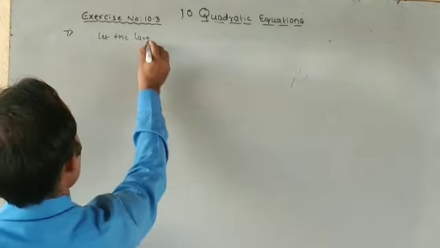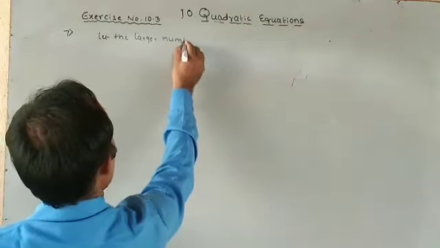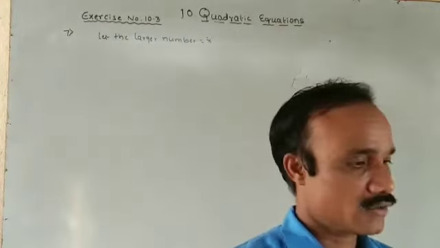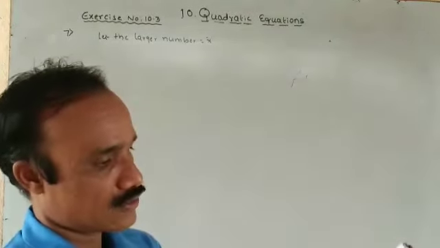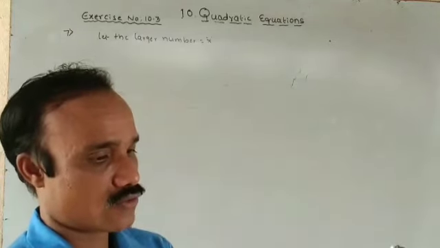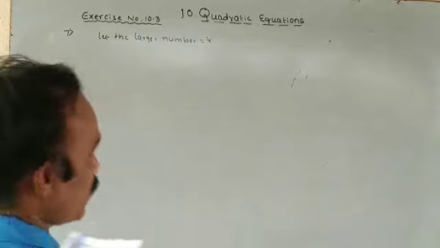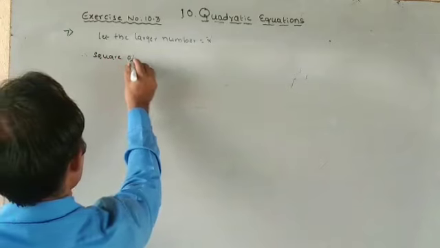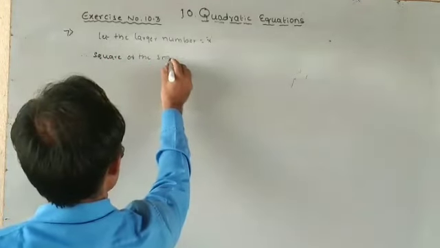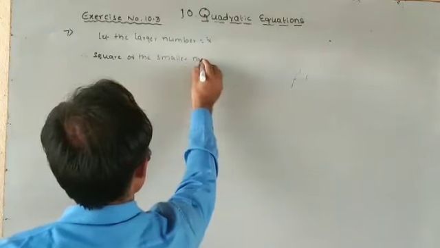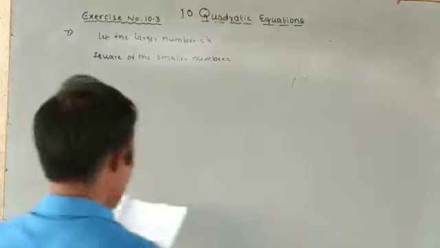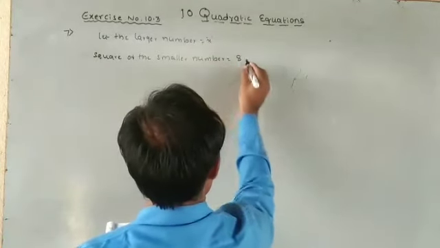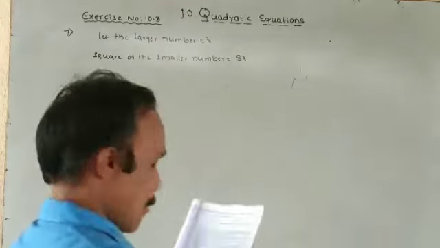let the larger number be, say, x. Correct? Next, the difference of the squares of two numbers is 180. Next, the square of the smaller number is 8 times the larger number, that is 8 into the larger number x.